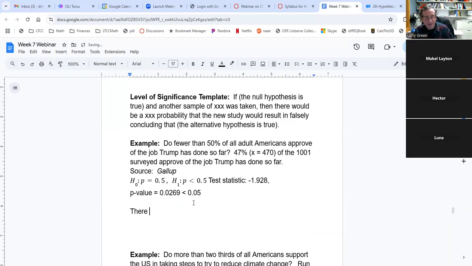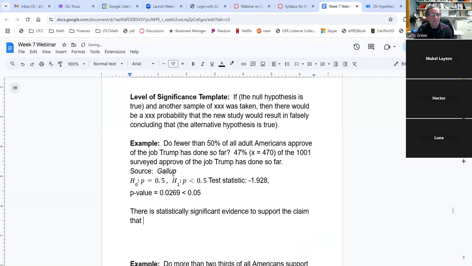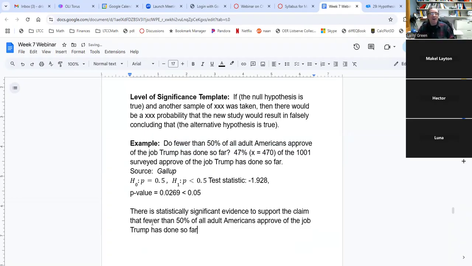So that means there is statistically significant evidence to support the claim that, and I'm going to copy and paste, fewer than 50% of all adult Americans approve of the job Trump has done so far. Any questions on this example?